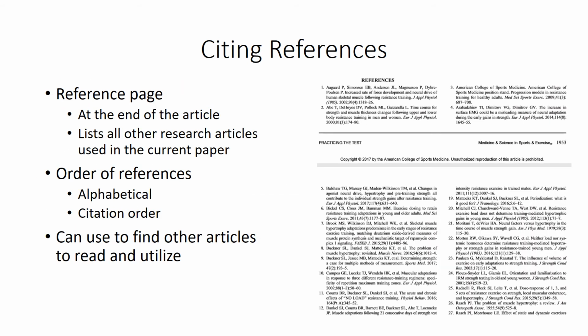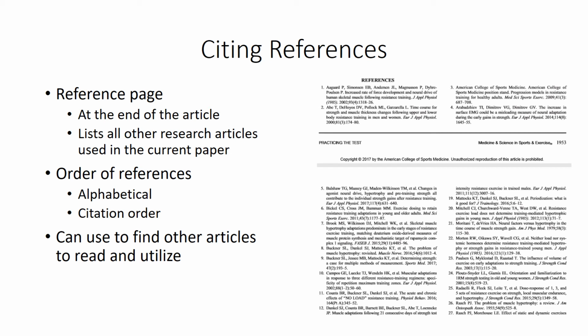As I just mentioned, at the end of research articles, there will be a reference section or page that lists all of the research articles used within the paper. However, the order in the reference page can be either in alphabetical order or citation order. What I mean by citation order is that whatever study I cite first in the research paper, that will be the first one listed in the reference page, regardless of the author's last name.